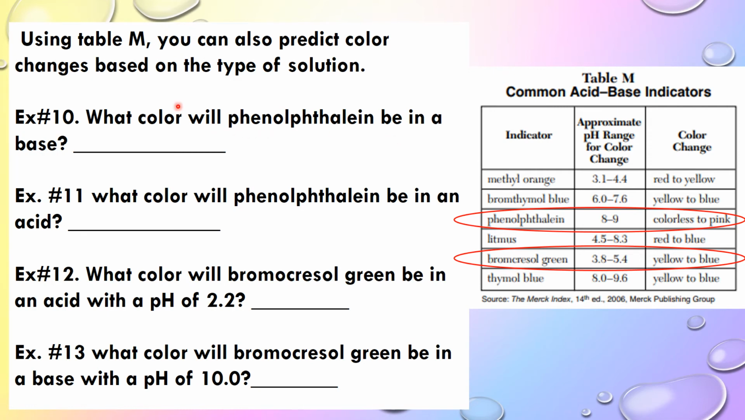Okay, so using table M, you can also predict color changes based on the type of solution. So what color will phenolphthalein be in a base? Phenolphthalein is an indicator. We have it here on table M. I know that I'm putting it in a base.